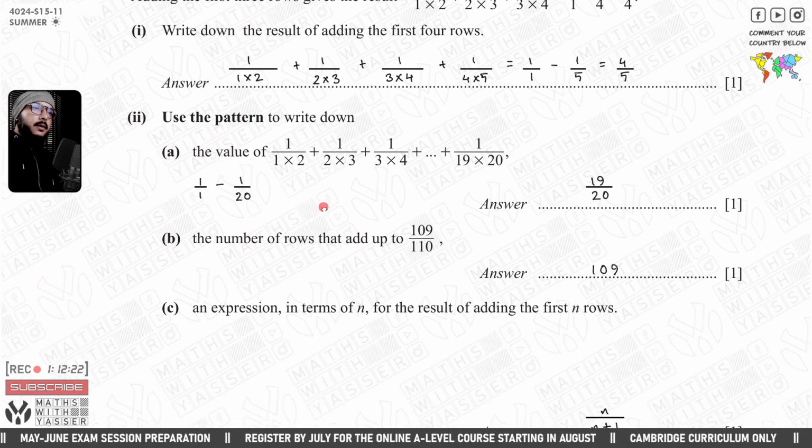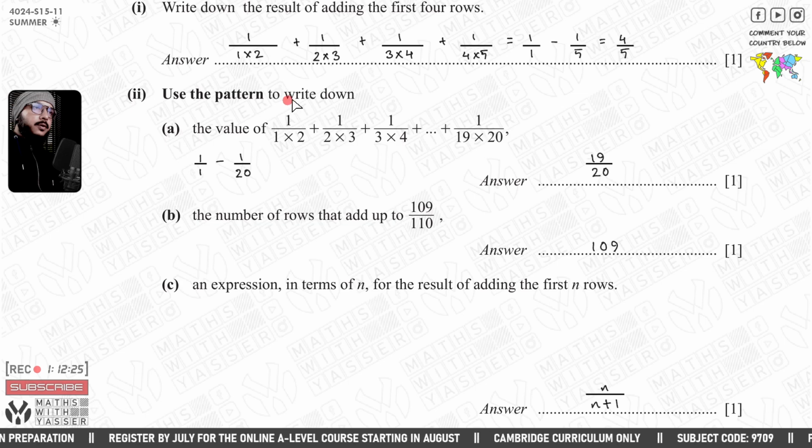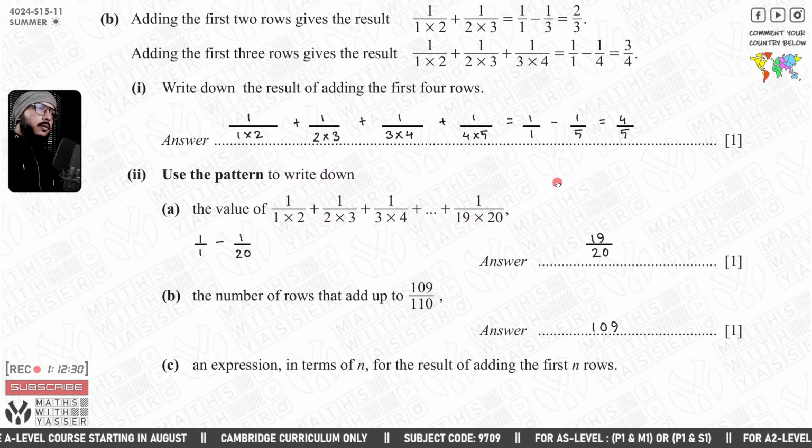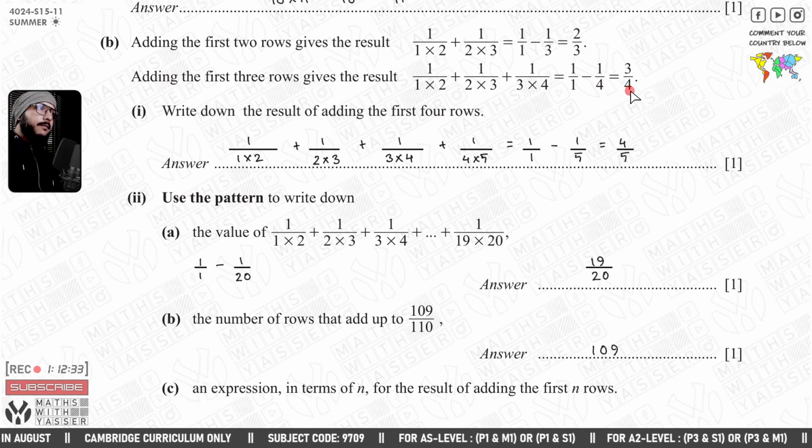Then it says, use the pattern to write down the value of this. These are the values of adding the first 2 rows, 3 rows, 4 rows. And as you can see, if it starts with 1 and ends with 20, it will be 19 over 20. The reason is, if you look at the pattern again, for 2 rows it was 2 over 3, for 3 rows 3 over 4, for 4 rows 4 over 5.